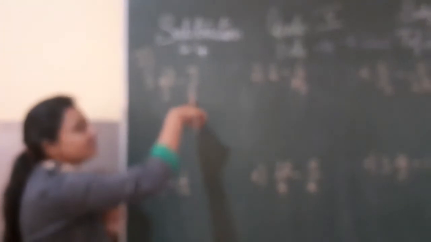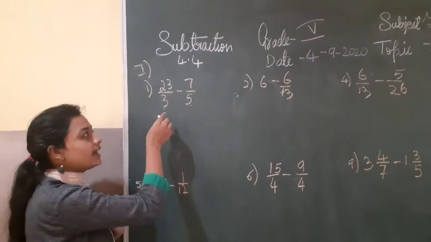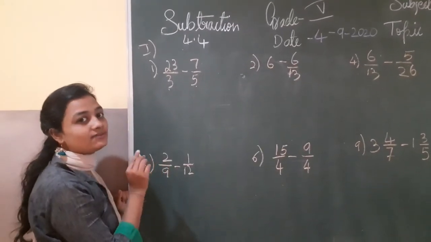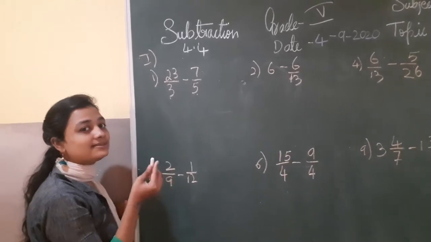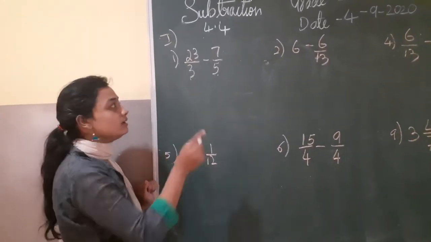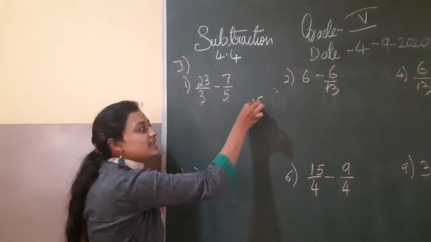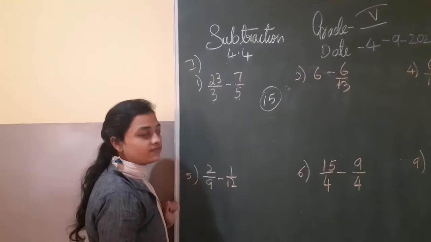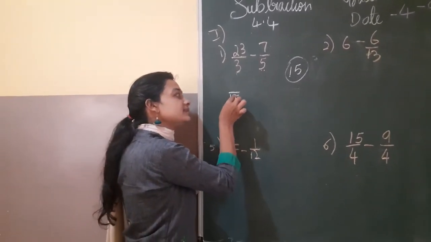I have different denominators, so it is an unlike fraction. I can't subtract this if I have different denominators. So I should convert them into having the same denominator. For that I should take the LCM. So what is the LCM of 3 and 5? It is 15. So I have to convert this having denominator 15.